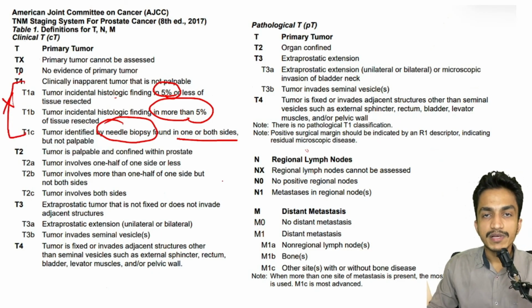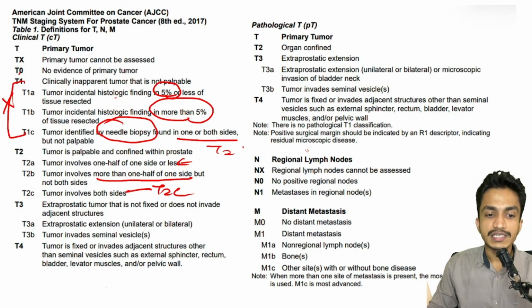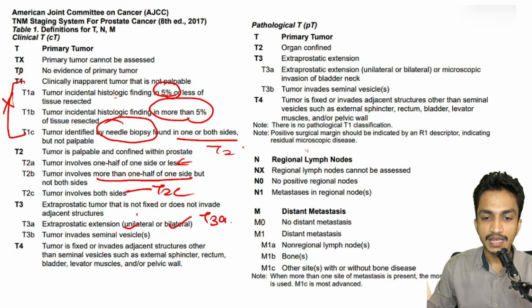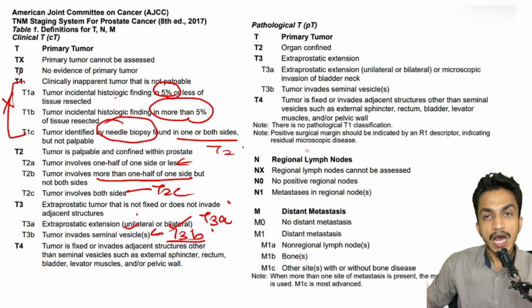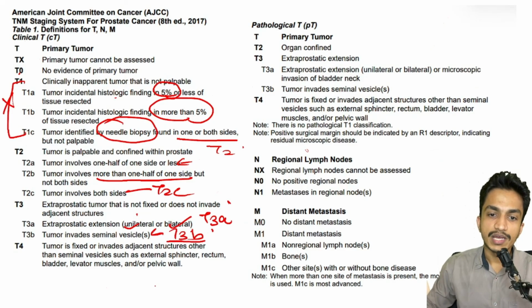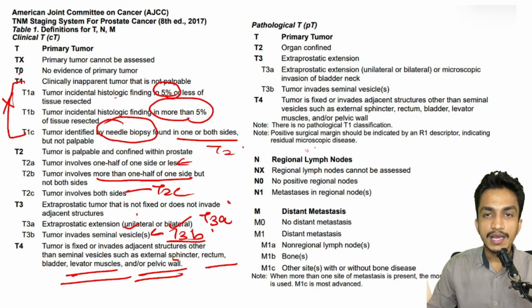Now, if it is palpable but limited to the prostate, that is T2. If it is involving one side, it is T2A. If it is more than one half of one side, but not both sides of the prostate gland, that is T2B. If both the lobes are involved, that is T2C. Now, if there is extension into the extraprostatic tissue, either unilateral or bilateral, that is T3A. And if it is invading into the seminal vesicles, that is T3B. If beyond the seminal vesicles it is extending into the sphincter, rectum, levator muscles or the pelvic wall, it becomes T4. And with or without regional lymph node metastasis is N0, N1.